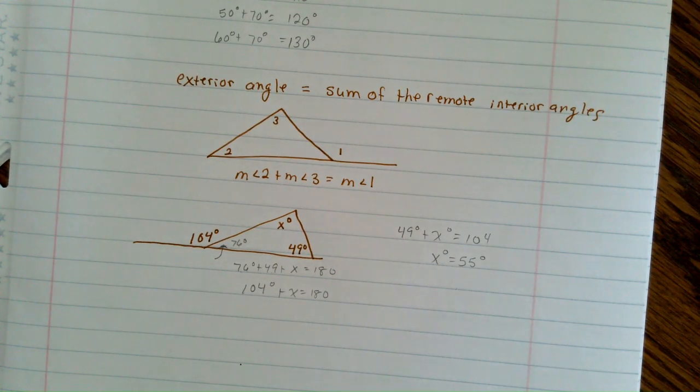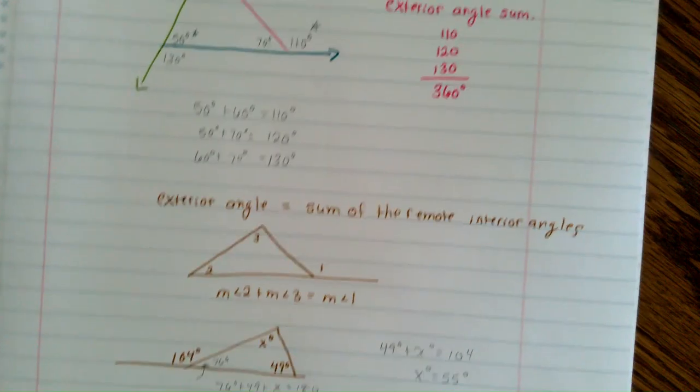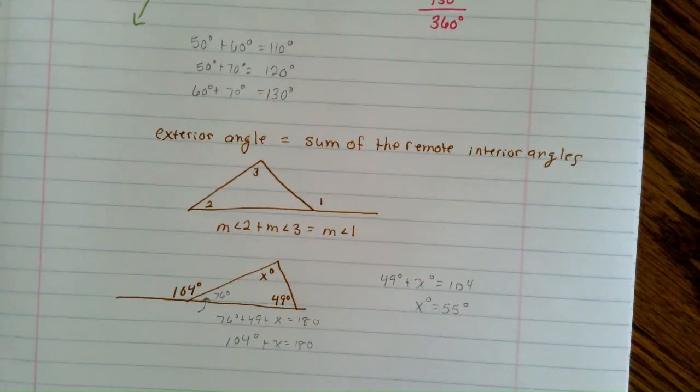But the exterior angle sum was just kind of a fun extra. The big thing is knowing that your exterior angle is the sum of your remote interior angles.